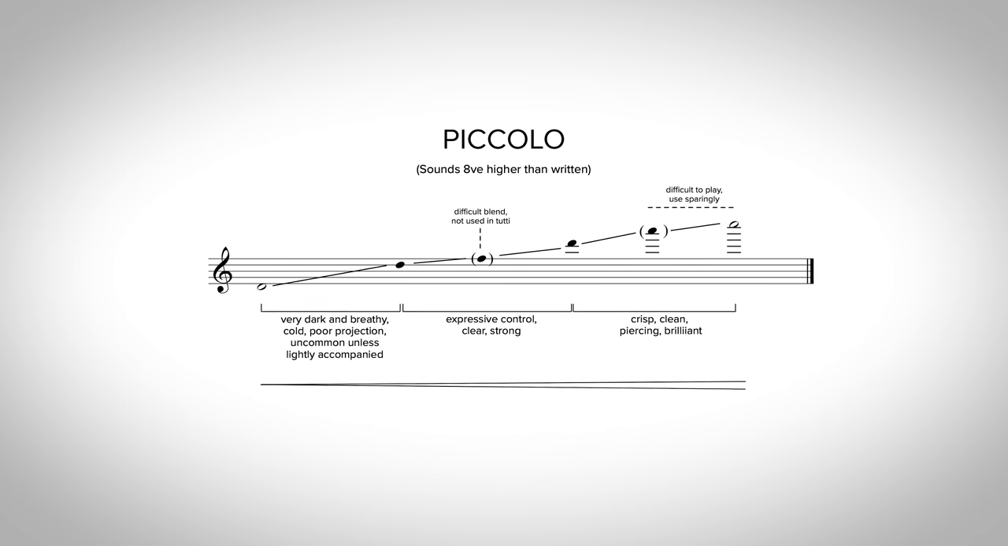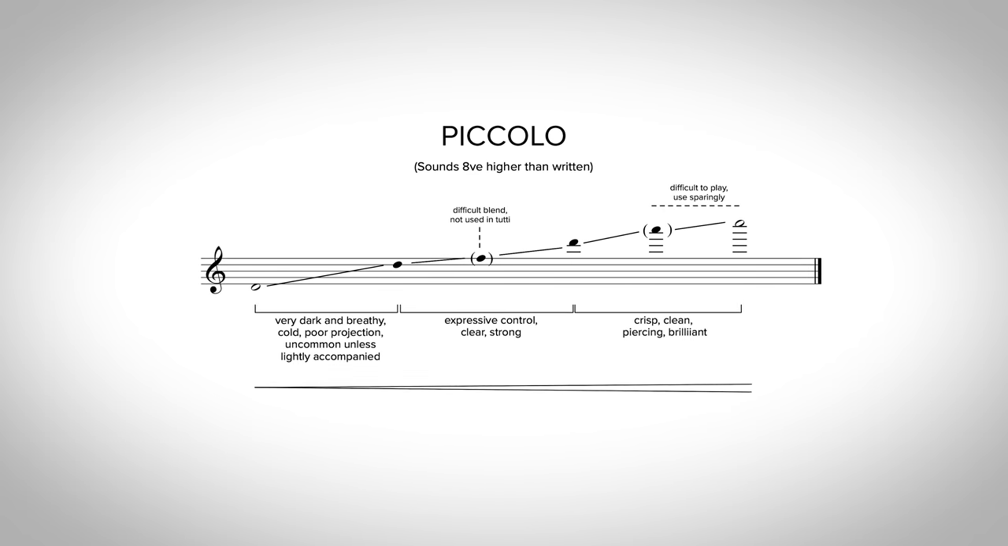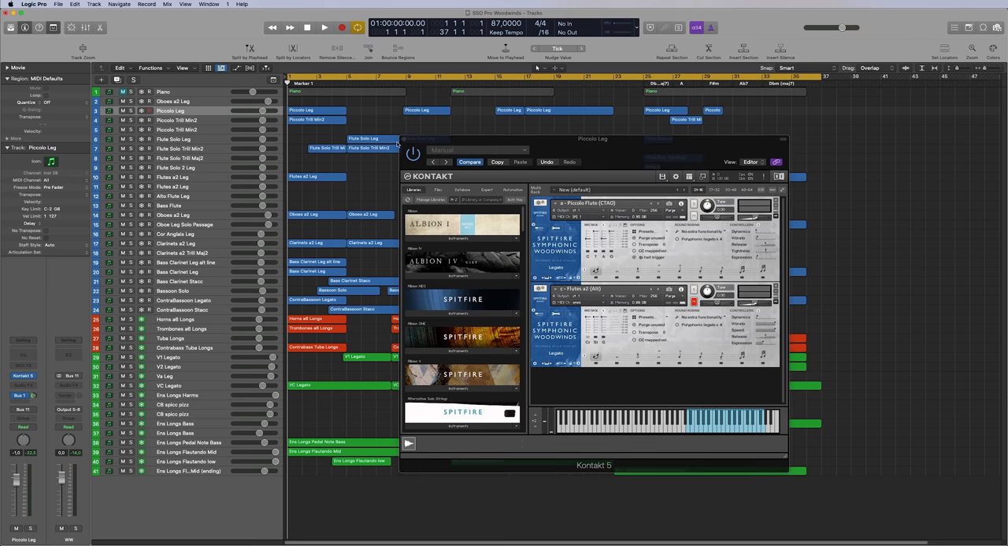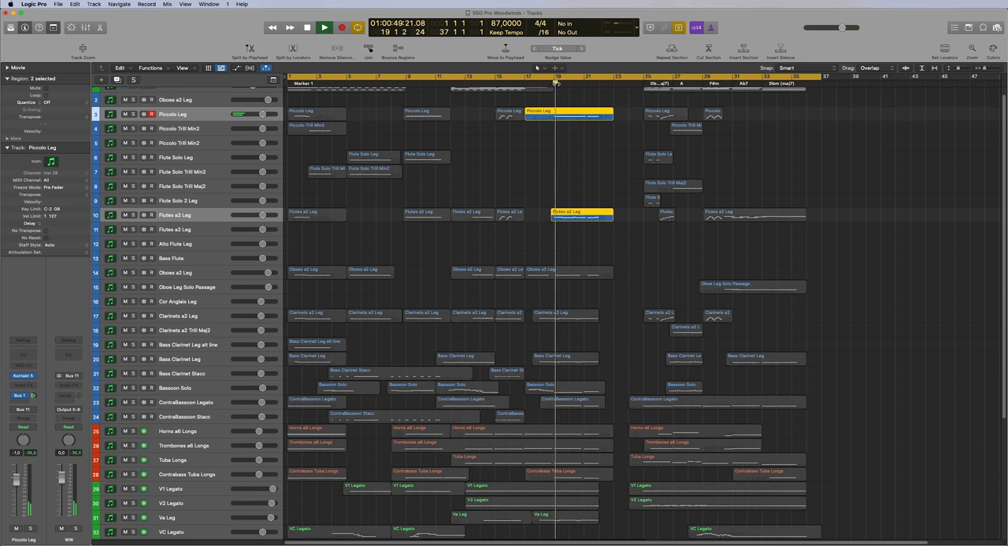It sounds an octave higher than written, very important when you write for a real orchestra. As you could tell already, it's the most penetrating instrument of the orchestra. It's very commonly used to double the flute an octave higher. So I just want to show you this quickly in this passage here.